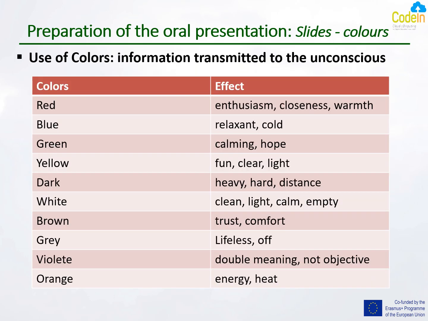Use of colors: information transmitted to the unconscious. So you can express yourself by using colors as they have a meaning. For example, red can mean enthusiasm, closeness, and warmth. On the other hand, blue is a cold color and it has a relaxant effect. Brown, for example, transmits a sense of trust and comfort, and gray a lifeless or an off effect. Orange can have a meaning of energy and heat.